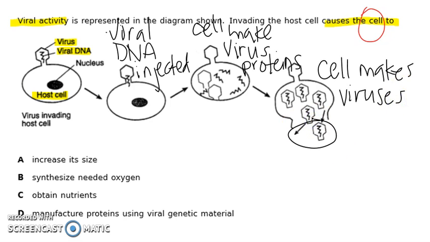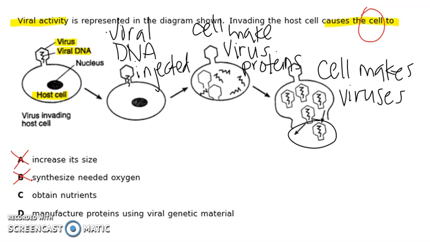So let's read our answer choices and see which one makes sense as to what the cell would be doing. Increasing its size. Well, the cell's size is not going to make a difference. The virus cannot increase the cell size. The cell is not going to increase its size because of a virus. It'll stay the same size. Synthesize needed oxygen. It's not going to be able to formulate oxygen from nothing. Instead, it's going to be building proteins based on the viral DNA, so it's not doing that.